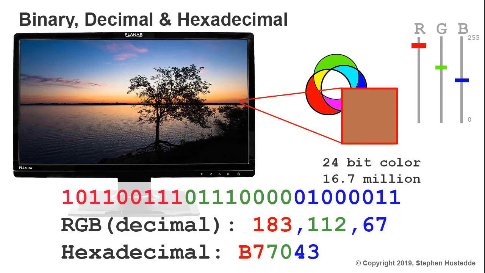Now oftentimes we refer to colors though by their hexadecimal value. So whereas binary is base 2 and decimal is base 10, hexadecimal is a base 16 numbering system. And in hexadecimal, each byte is represented by 2 digits. So here we have the B7, which is the red, the 70, which is the green, and the 43, which is the blue.